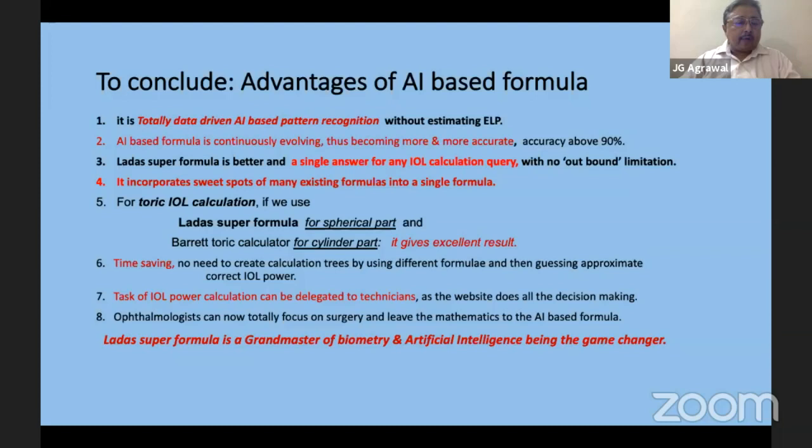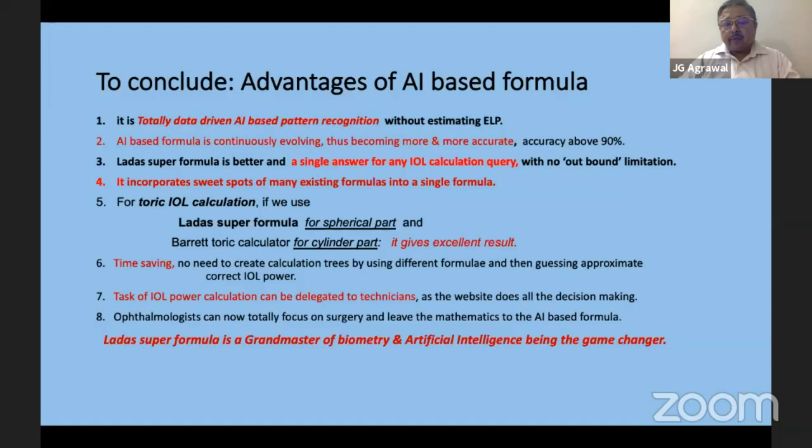For toric IOL calculation, as I already told, the combination of the LADAS Super formula and the Barrett Toric calculator gives excellent results. It is time saving. There's no need to create a calculation tree by using different formulas as we were doing previously, and then guessing the approximate corrected IOL power. The task of IOL power calculation can be delegated to the technician, and the doctor can totally focus on surgery, leaving the mathematics to the artificial intelligence formula.